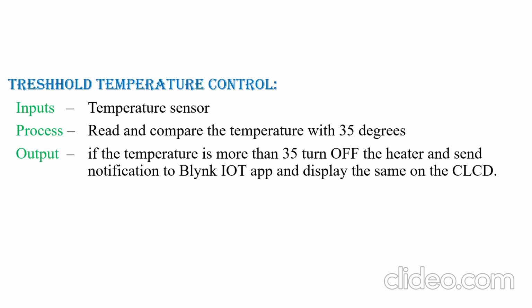Then we have threshold temperature control. Inputs: temperature sensor. Then the process is to read and compare the temperature with 35 degrees. Then the output: if the temperature is more than 35 degrees, turn off the heater, send a notification to the Blynk IoT app and display the same on the CLCD.